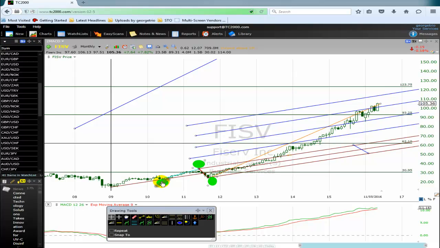So we select 3 points, the low of the first wave, the high of the first wave, and the low of the second wave. Then we use our Pitchfork tool. Can you see my Pitchfork tool? It's here. It's already placed here on my chart.